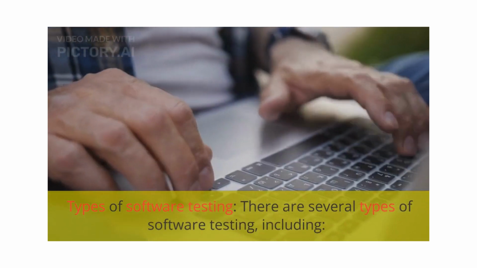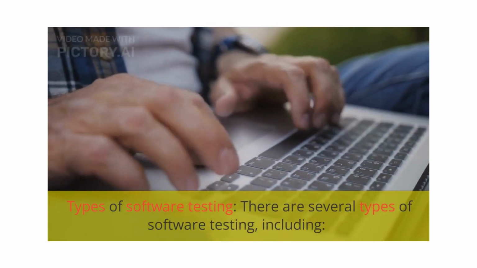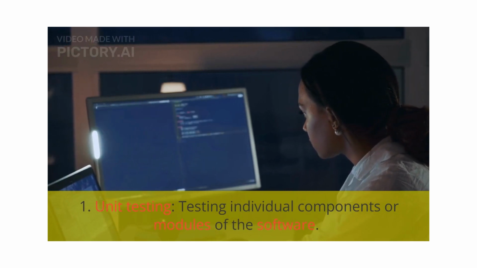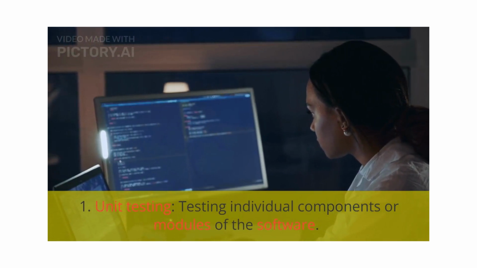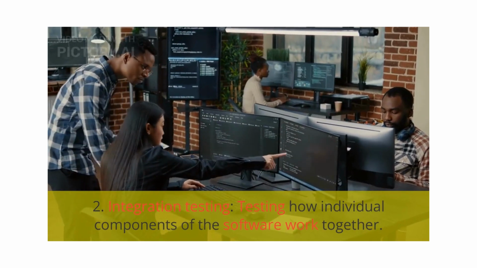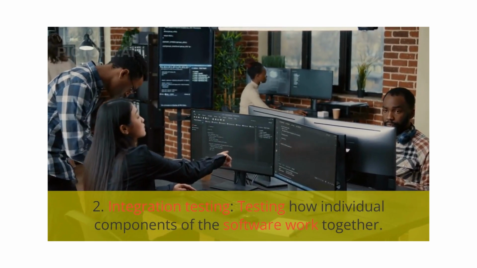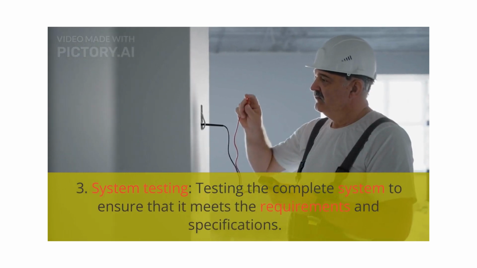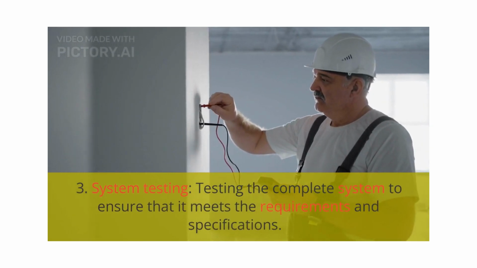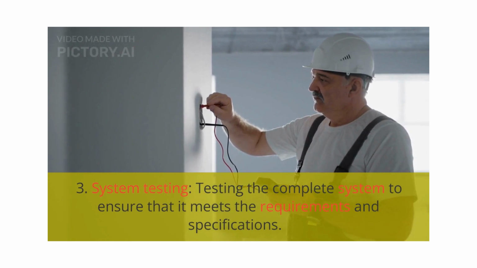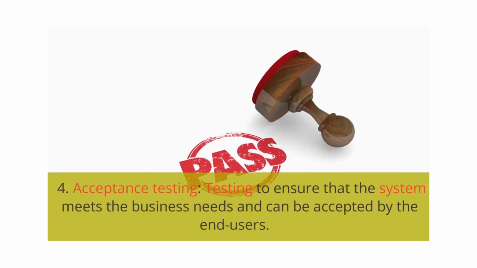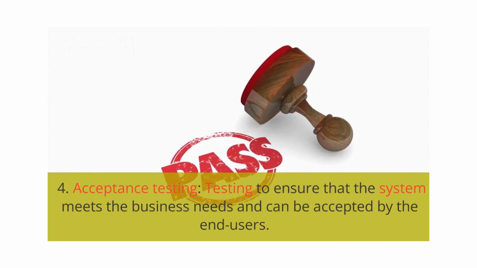Types of software testing. There are several types of software testing, including: 1. Unit testing. Testing individual components or modules of the software. 2. Integration testing. Testing how individual components of the software work together. 3. System testing. Testing the complete system to ensure that it meets the requirements and specifications. 4. Acceptance testing. Testing to ensure that the system meets the business needs and can be accepted by the end users.